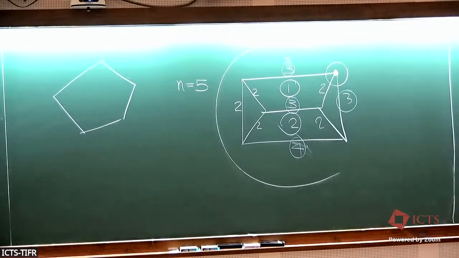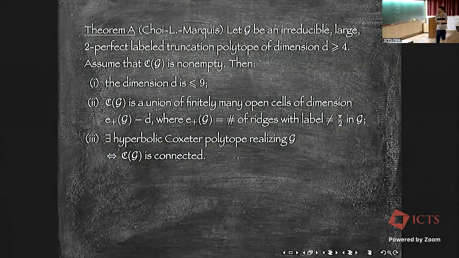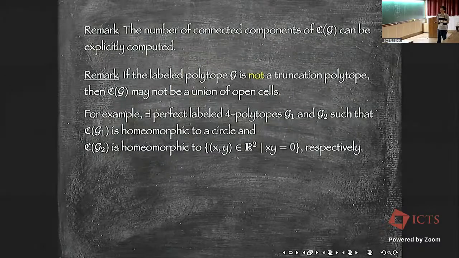Then, there is a hyperbolic Coxeter polytope realizing this labeled polytope G if and only if, in fact, this deformation space is connected. And then I try to give some remark. In fact, this number of connected components can be explicitly computed. Probably, if I have time, I will explain how to compute.